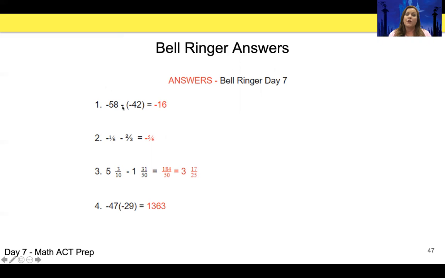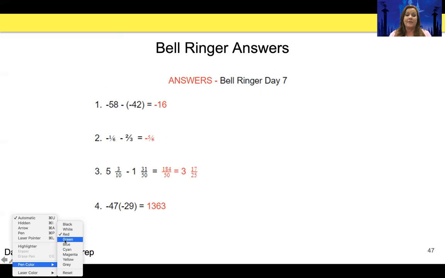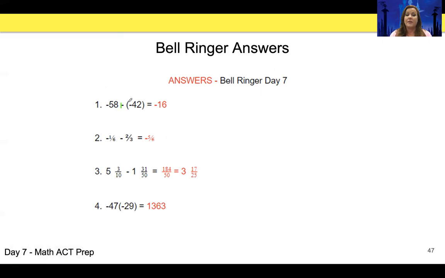If we look at this first one, you have two negatives here. So a negative times a negative is a positive. So this really becomes negative 58 plus 42. Here, this is where calculators come in handy because when you add and subtract fractions, you have to have a common denominator. So this really should be negative 1/6 minus, and when we get a common denominator of 6, we have to multiply the top and the bottom by 2. And so that gives us negative 5/6.